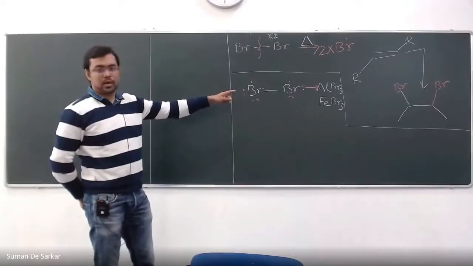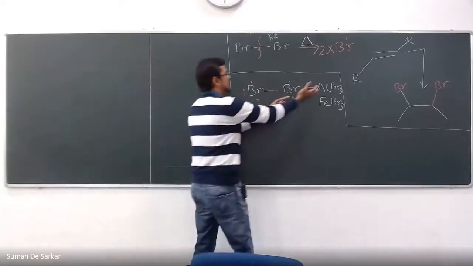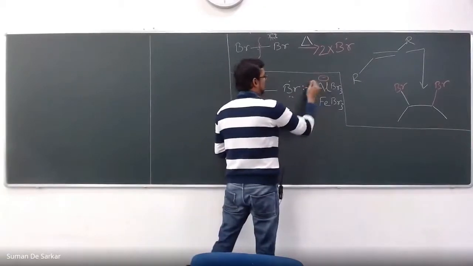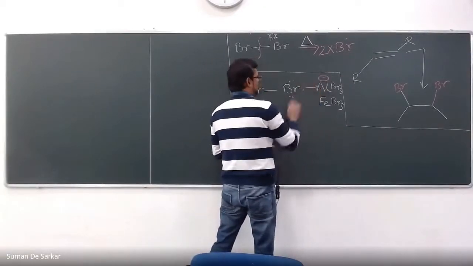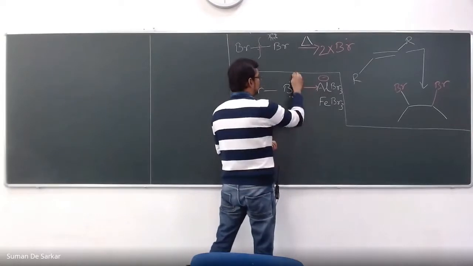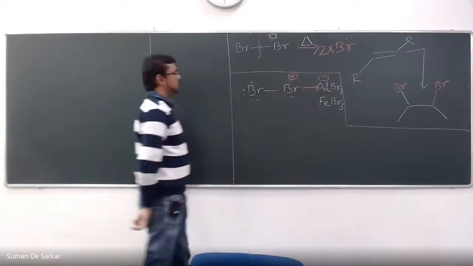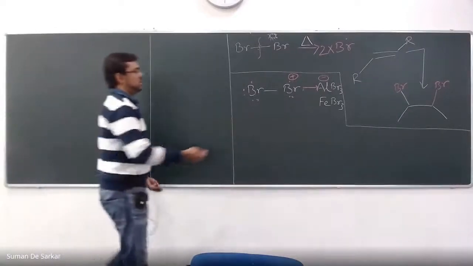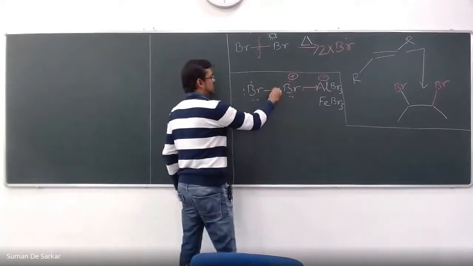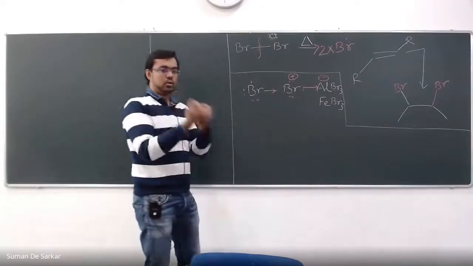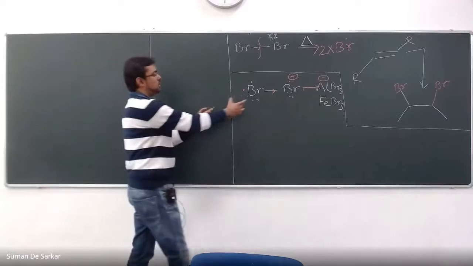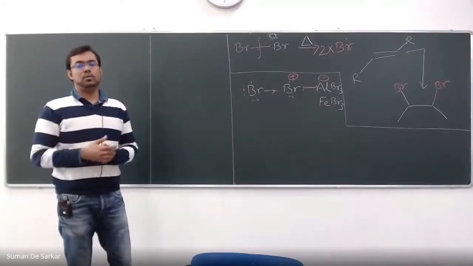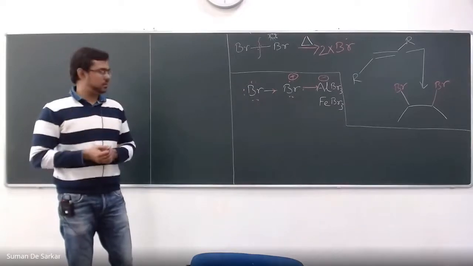Once this scenario happens, what will happen? Because this bromine is giving electrons and the Lewis acid is taking electrons, there will be a negative charge here. Once this bond forms, this will become positive and this becomes negative. Now you see the two bromines are not the same. Because this one becomes positive, the bond pair will be pulled towards it and this bond becomes polarized. Ultimately the Br2 molecule gets activated.